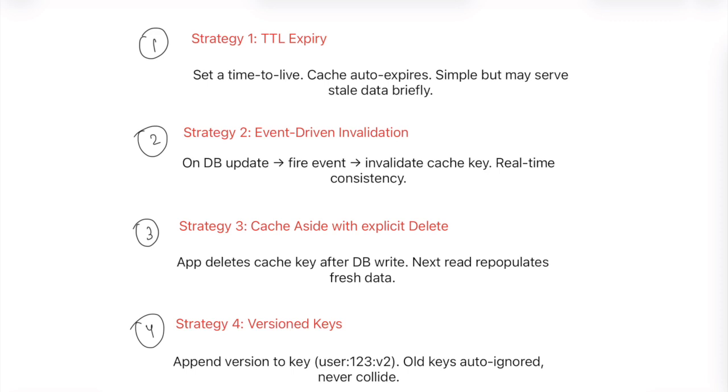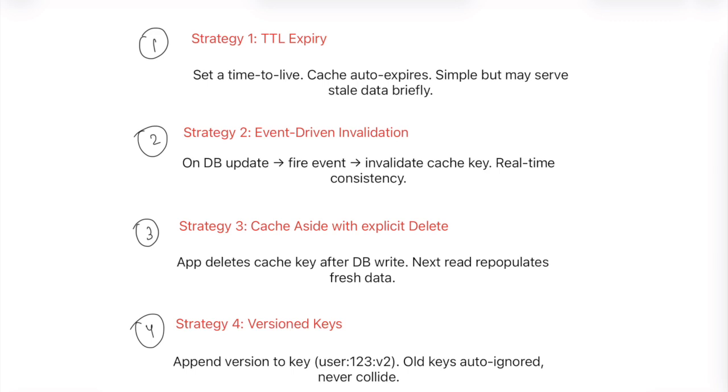The second one is event-driven invalidation. When the database is updated, you fire an event, and a listener invalidates the corresponding cache key. Here we take care of real-time consistency. It is more complex to implement, but it gives you true freshness, often done with a message queue like Kafka or RabbitMQ.